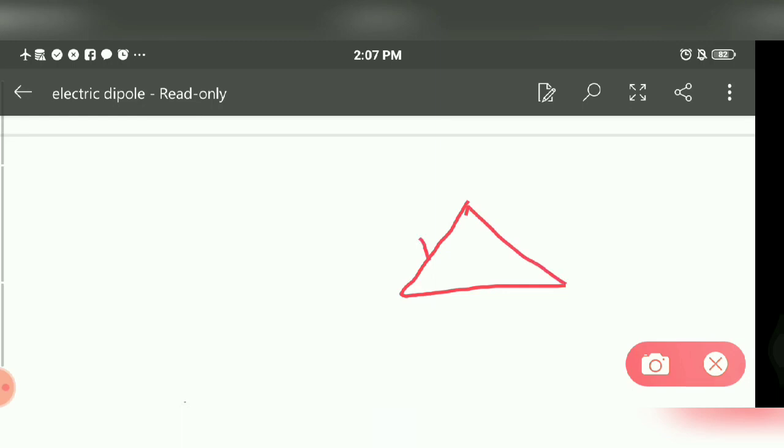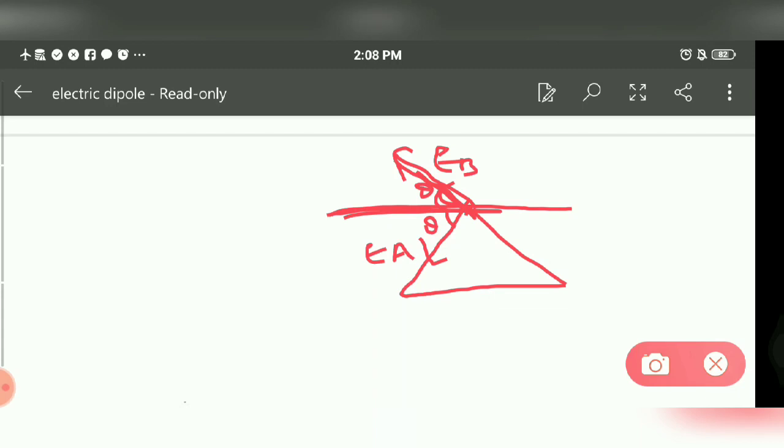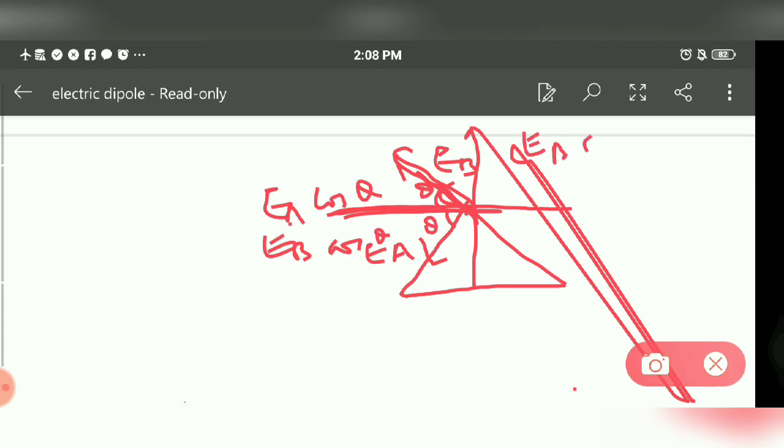So this is EA, this is EB, this is the x-axis, this is angle theta, this is again angle theta. If we remember, the vector making an angle theta with the axis has a component of cos theta, that is, this is EA cos theta and this is EB cos theta. But along the perpendicular we have what? This is EB sin theta, this is EA sin theta.